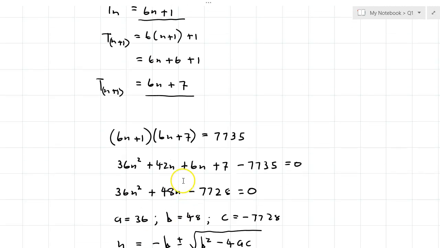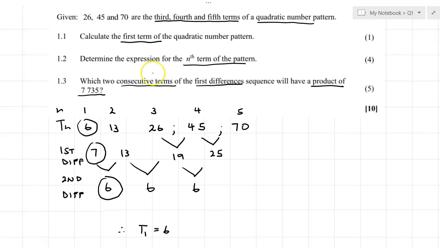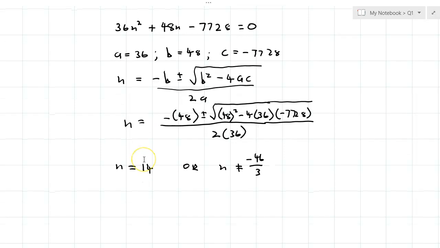So if n equals 14, the two consecutive terms will be, remember, consecutive means one after the other. Which two consecutive terms of the first differences sequence will have a product of 7,735? It will be term 14 and term 15. So therefore now we can conclude that it will be T14 and T15, Tn and Tn plus 1. Okay, and that should do it.